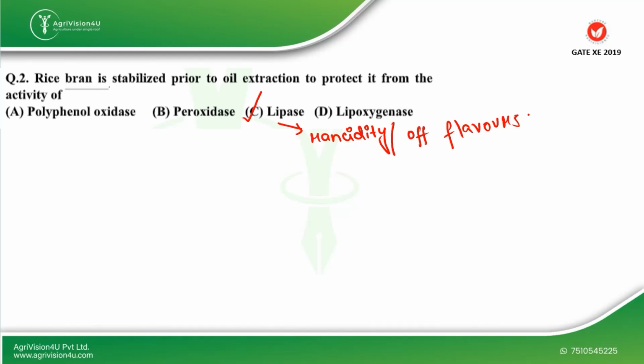Whereas these other options, polyphenol oxidase, peroxidase and lipoxygenase, are also involved in oxidative reactions, but they have less direct impact on the stability of the rice bran oil. So hence we can conclude that though rice bran oil is rich in nutrients, it contains this lipase enzyme which can cause rancidity in the rice bran oil by producing free fatty acids, those are FFAs. So this lipase should be an inhibited enzyme. So my correct option is C.